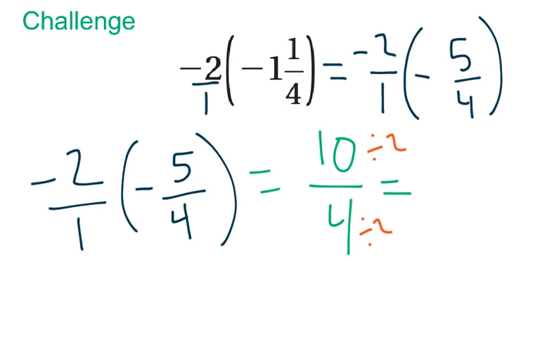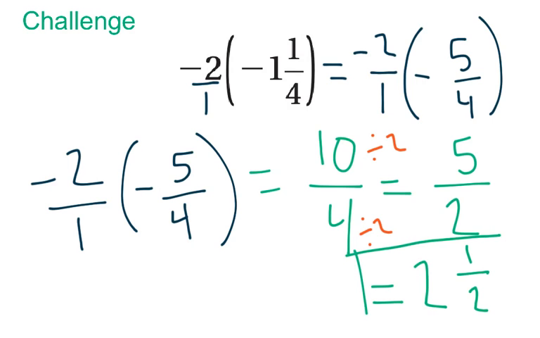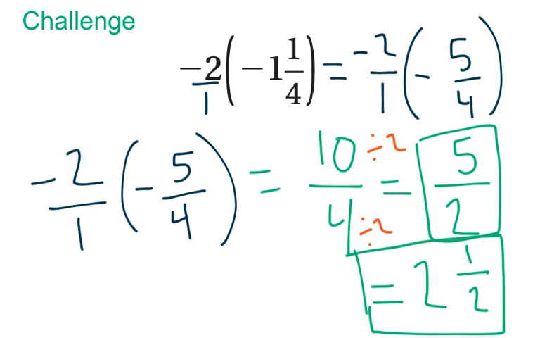So 10 divided by 2 is 5. 4 divided by 2 is 2, and you could leave it as an improper fraction, or you could simplify it even further and make it a mixed number. If I have 5 halves, I have definitely more than one whole. 2 fits into 5 2 whole times with 1/2 left over. So this is your answer. Big Ideas would like it like this most likely. They might take the 5 halves, but usually how you want to put your answer is as a mixed number, which is this answer right here.